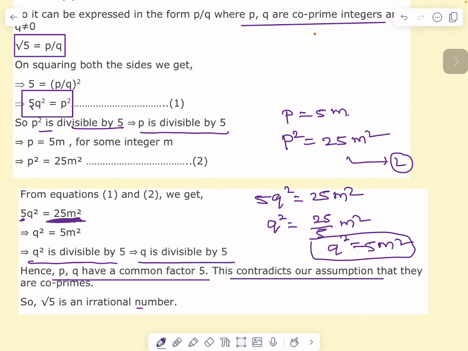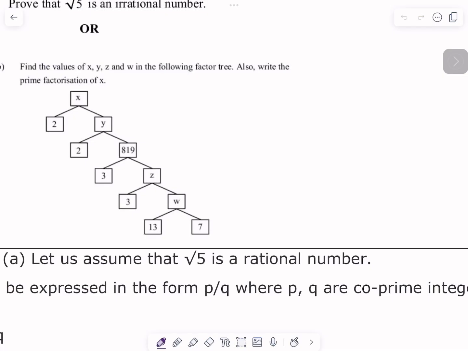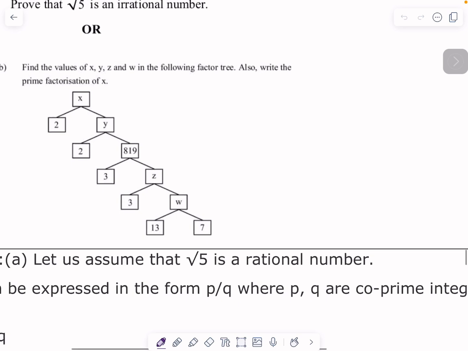But we assumed p, q are co-primes, and finally we found that p, q have a common factor 5. So this contradicts our assumption that they are co-primes. Therefore we can say that root 5 is not a rational number, it is an irrational number. Okay, so in this way you can explain. Is it clear everyone?